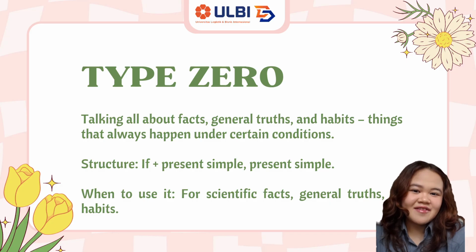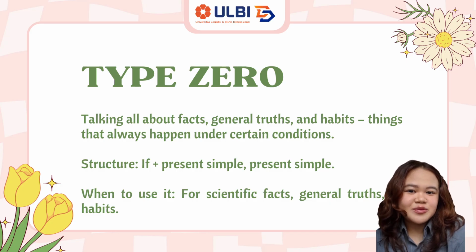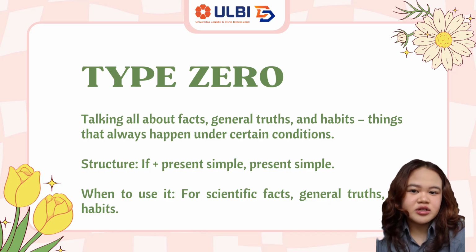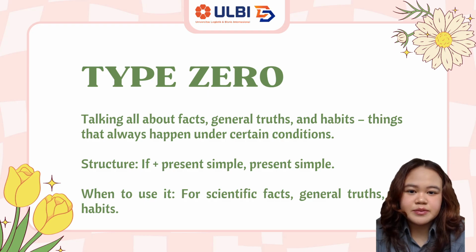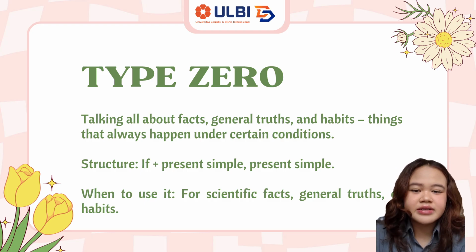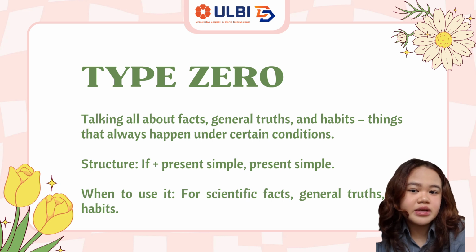First up, we have the zero conditional. This one is all about facts, general truths, and habits, so things that always happen under certain conditions. The structure is if plus present simple. When to use it? For scientific facts, general truths, or habits.